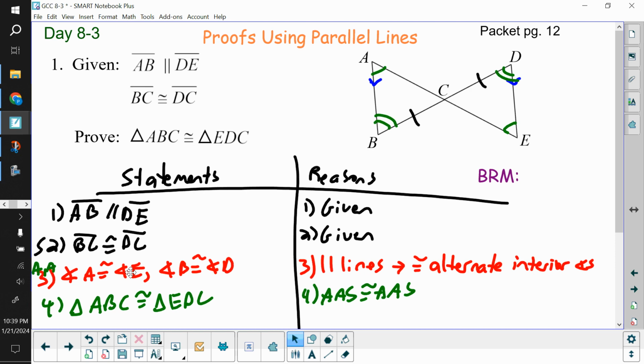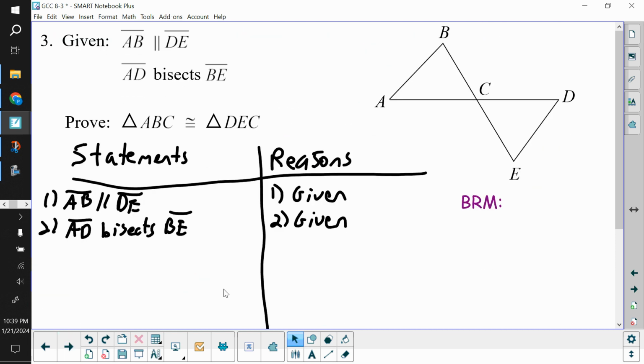Now, I chose to show you this way because it's actually one less step if you just do both of the sets of congruent alternate interior angles. But again, we could have just done one and done a set of vertical angles as well. Okay, so going back to this proof, let's have you start with given number 2.